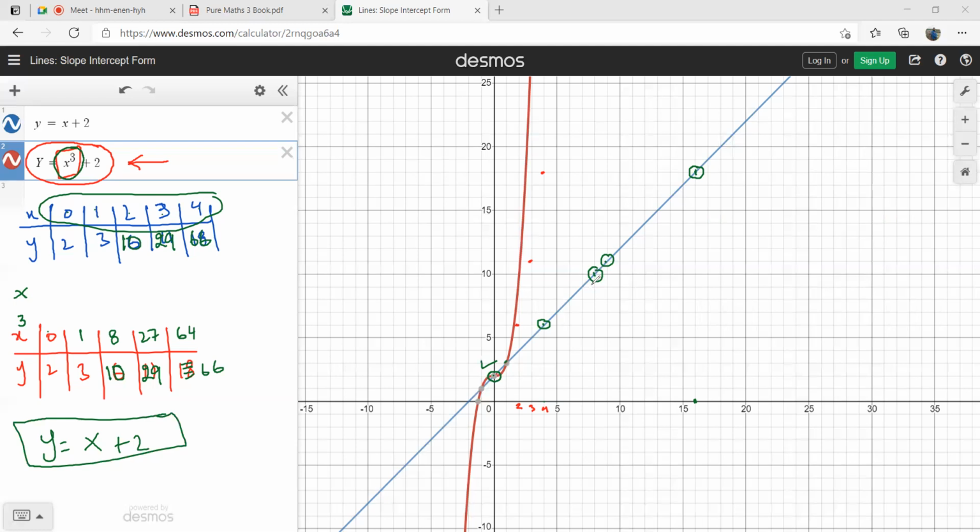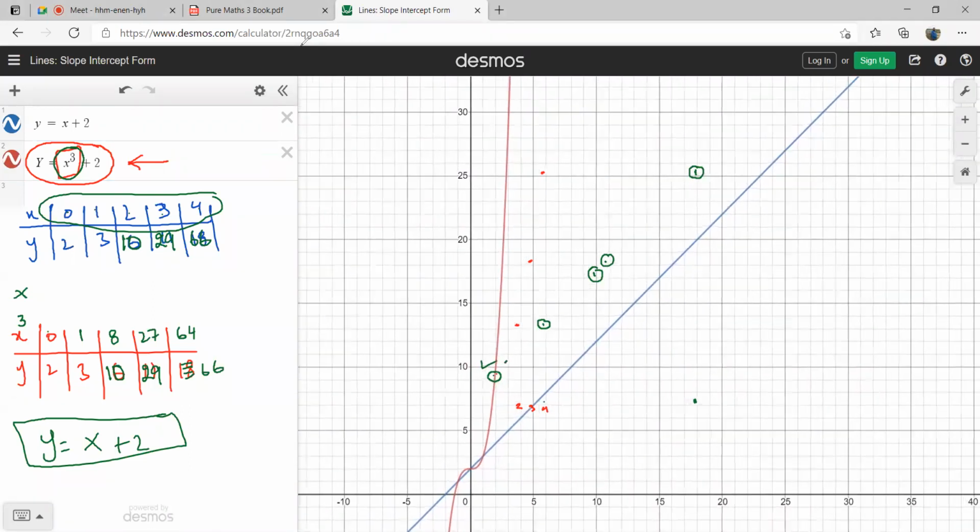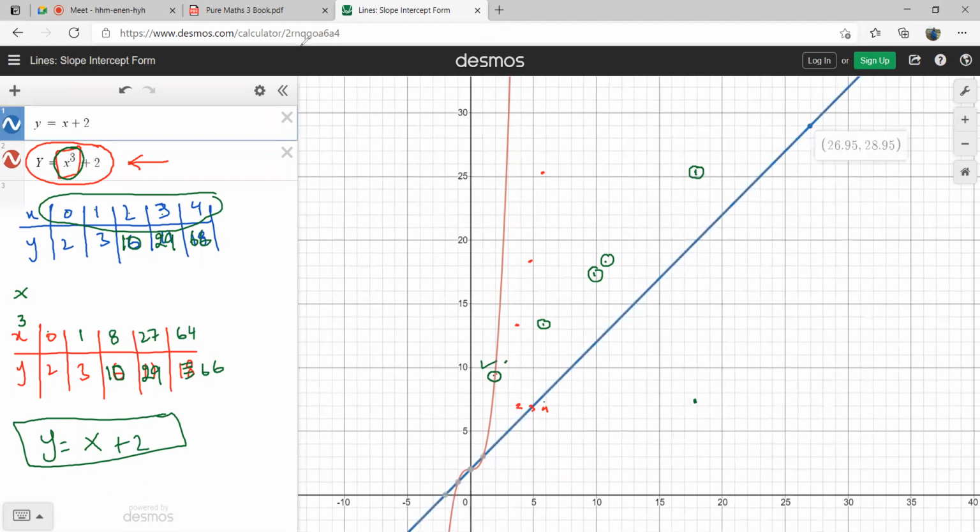Then do we have 27 comma 29? So here is your 27. And if I go up, you will definitely be able to see 27 comma 29. Let me move it down here. So here is 27 and here it is. You see, let me mark this point. This is your 27 comma 29.